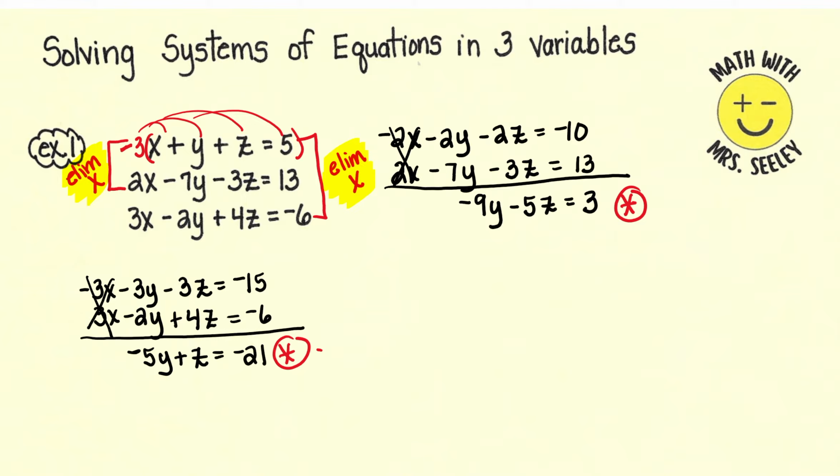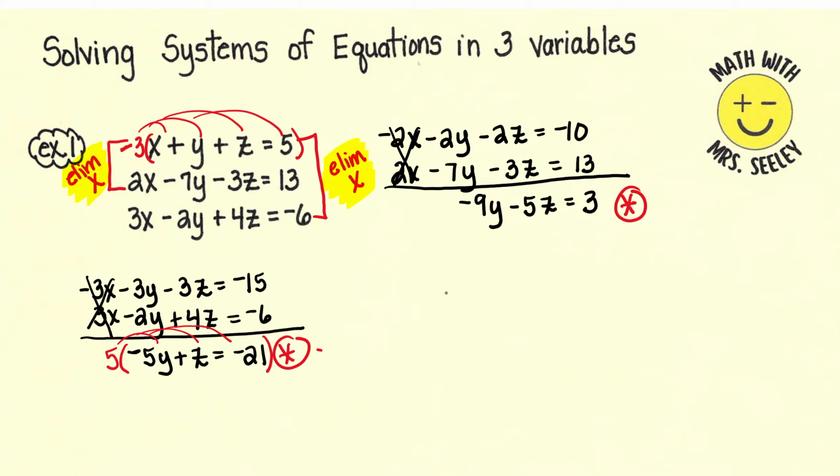Now what you want to do is put the 2 star equations together. So choose a variable, the y's or the z's, to eliminate. I think those z's will be easier. So if this is a negative 5, this needs to be a positive 5. So we will multiply that star equation by 5.